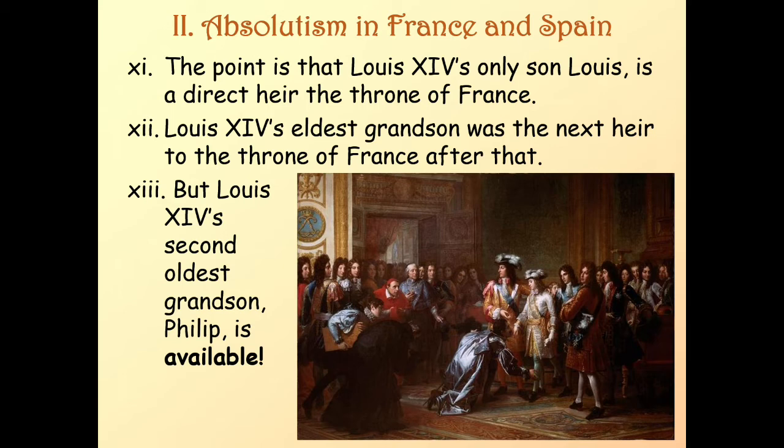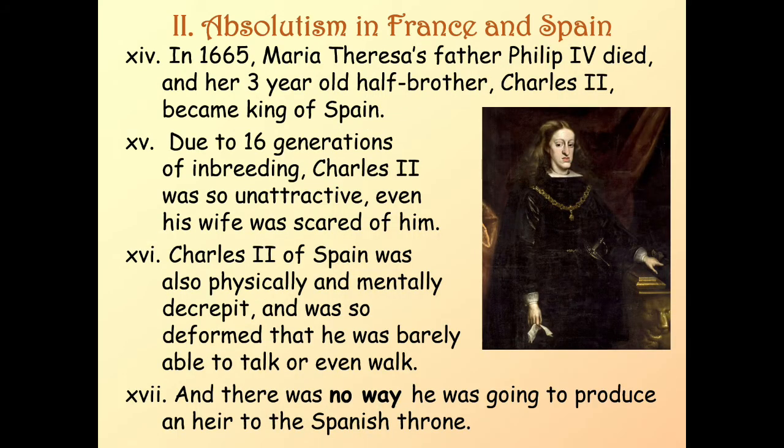And Louis XIV's eldest grandson was the next heir to the French throne after that. But Louis XIV's second oldest grandson, Philip, he's available. And so in 1665, Maria Theresa's father, Philip IV, died. And her 3-year-old half-brother, Charles II, became King of Spain.